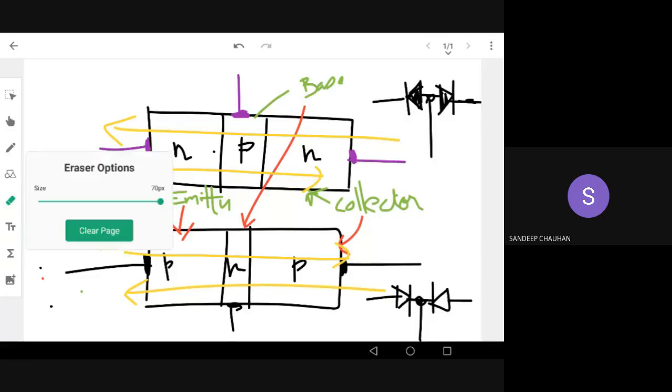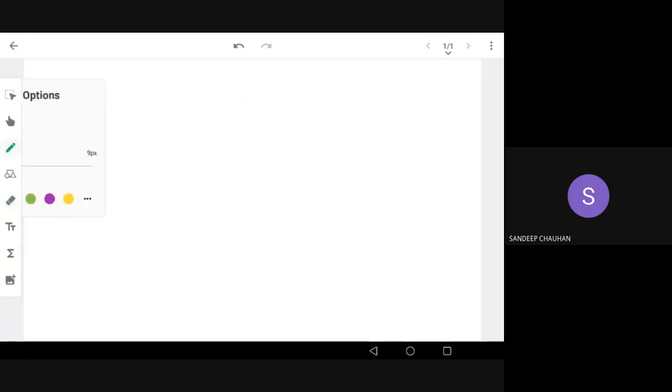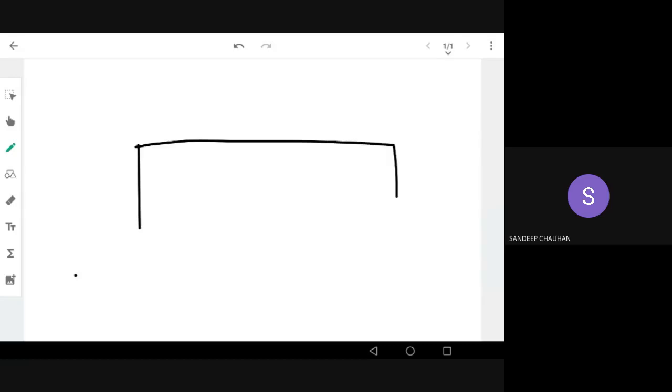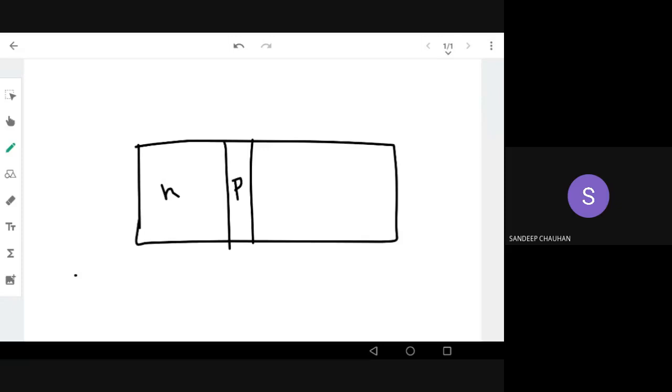So we'll have a deeper look at the transistor structure. One of the important things you have to see: let's take an N-type material, and we have doped a P-type material on it. So this is N, this is P, this is N.